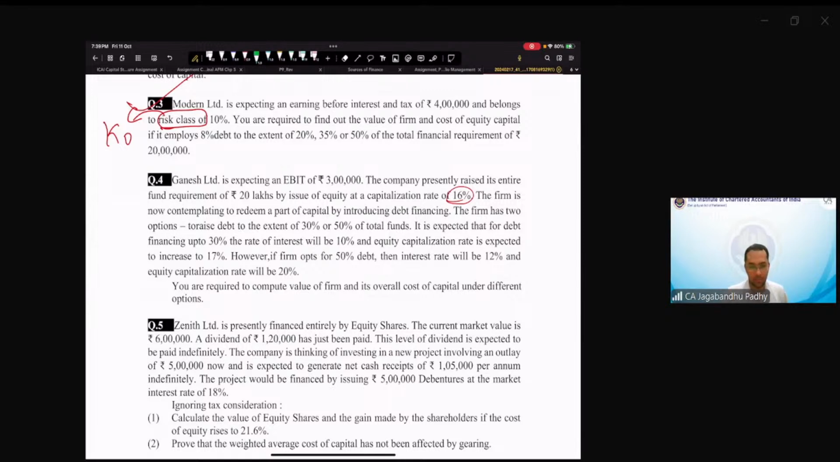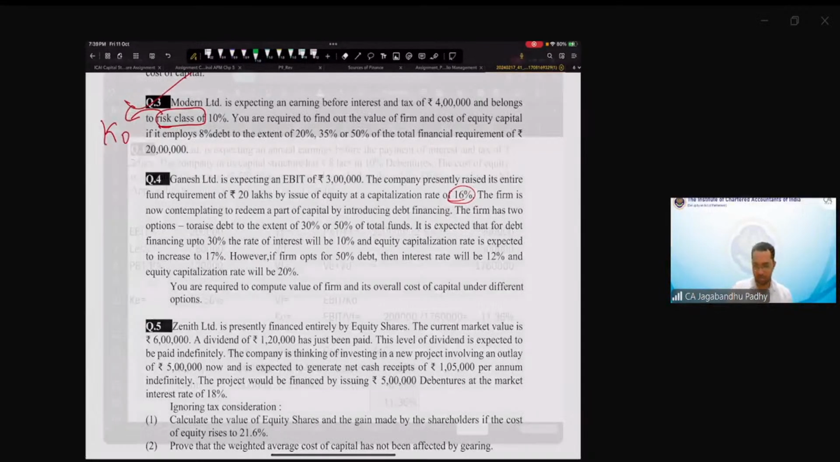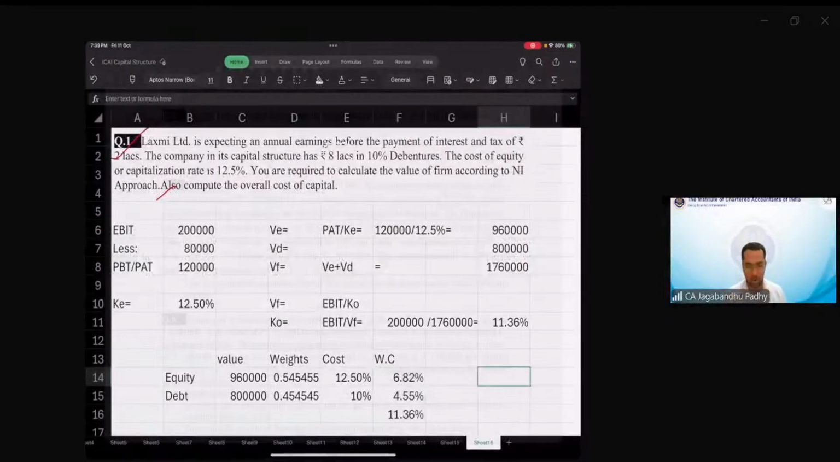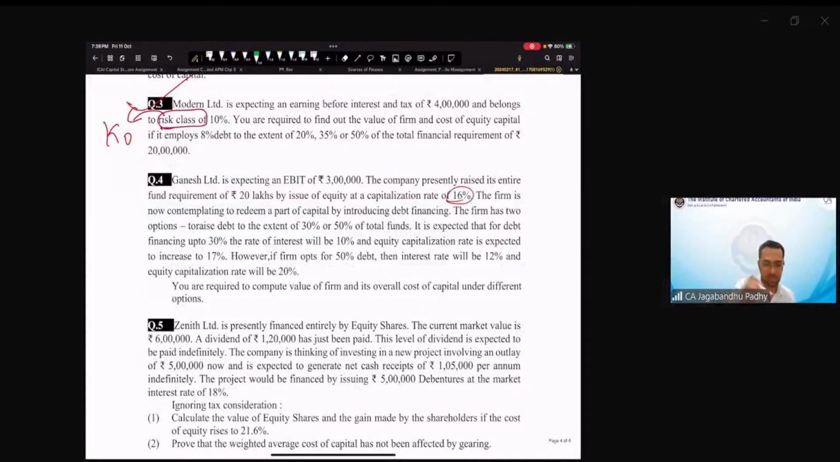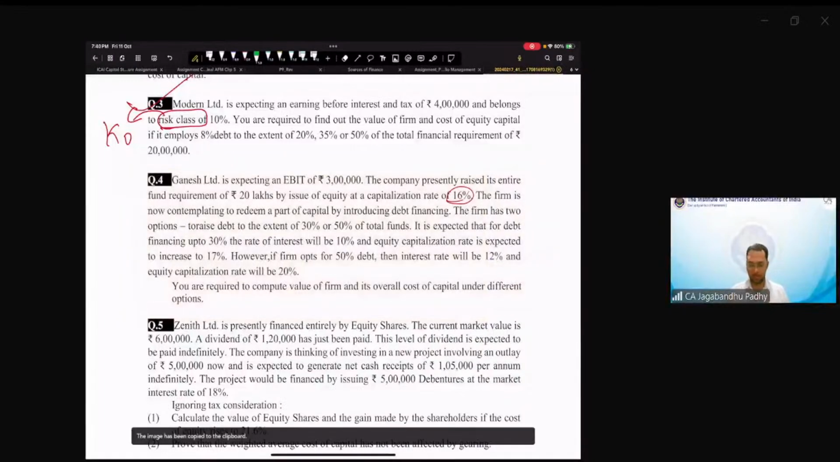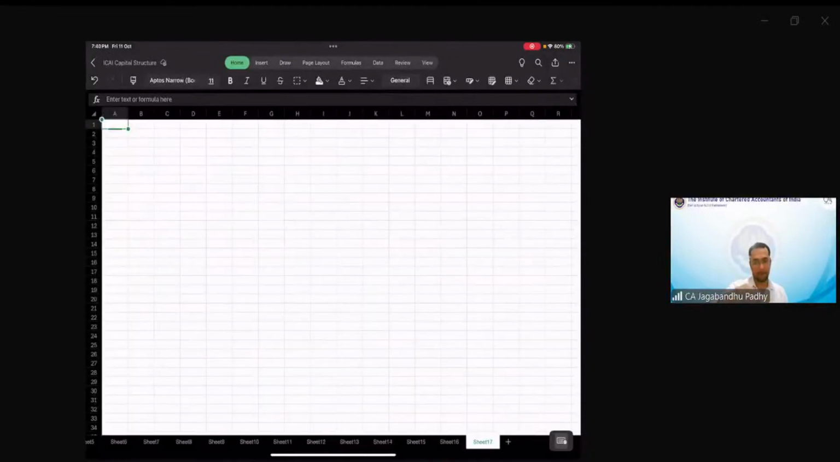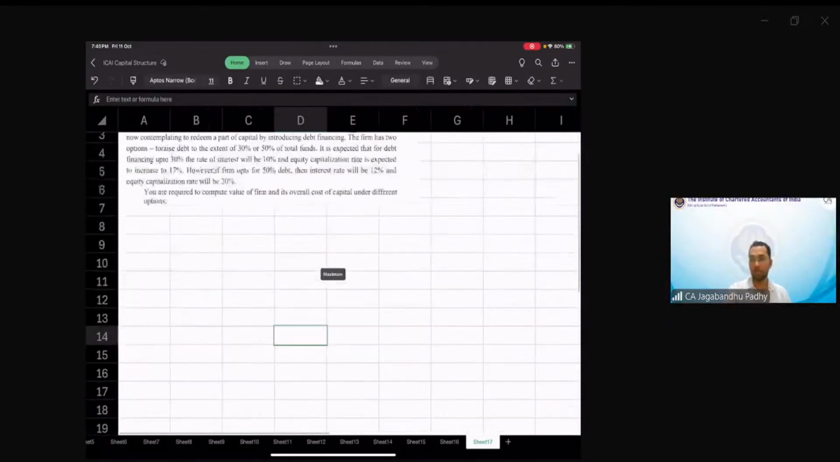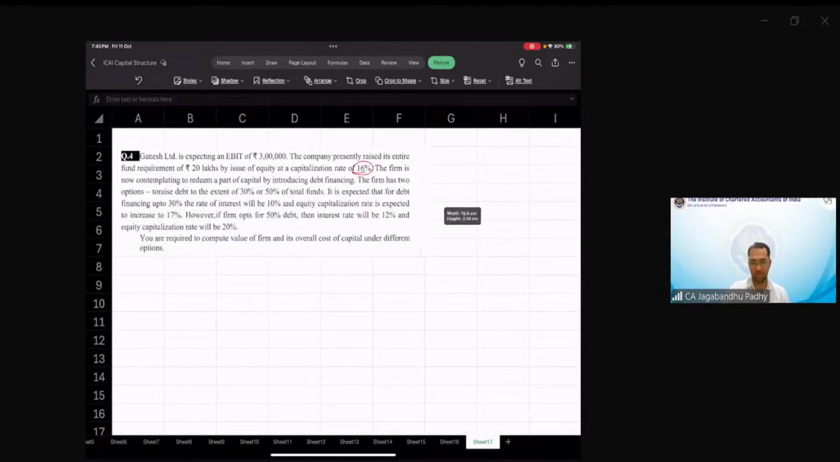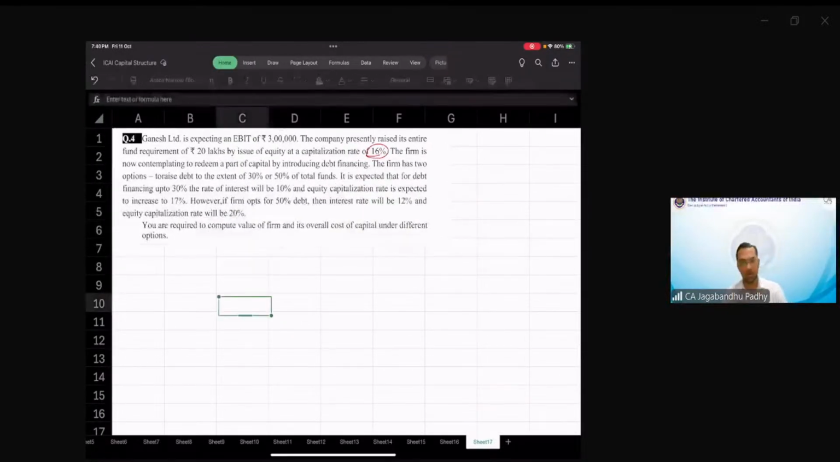Whenever the tax rate is not given, of course, we will take PBT equal to PAT. Profit before tax is equal to profit after tax. True. Now let's take question number 4, guys. How will the question change if the tax rate is given? We'll do such questions. Wait.